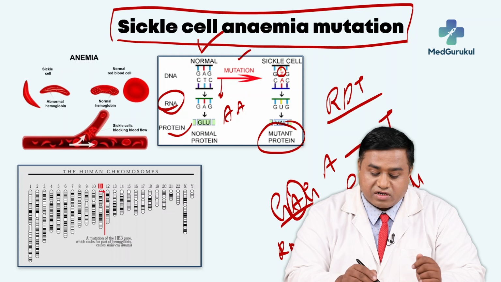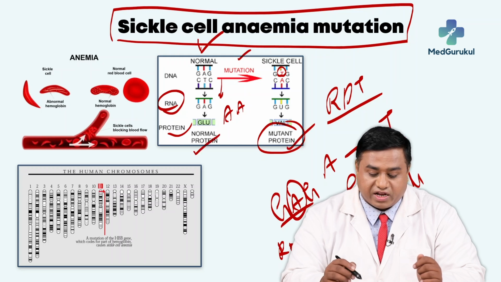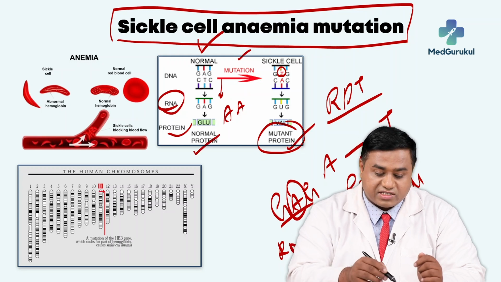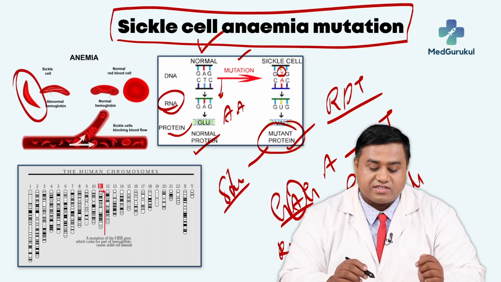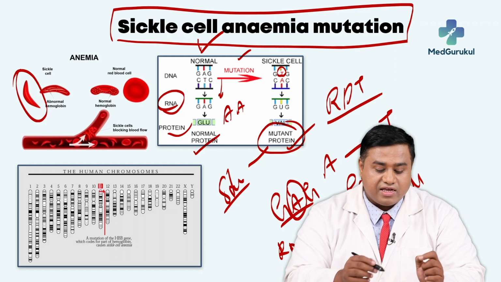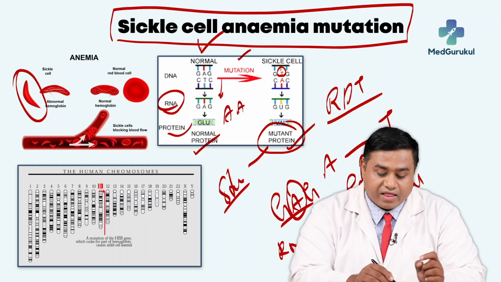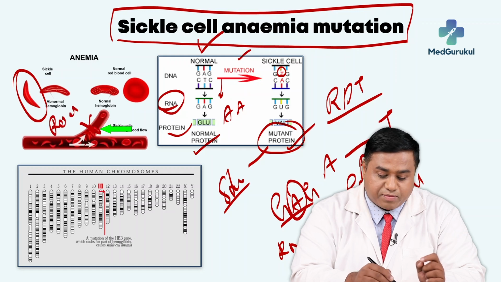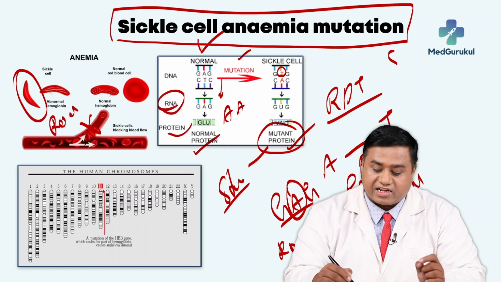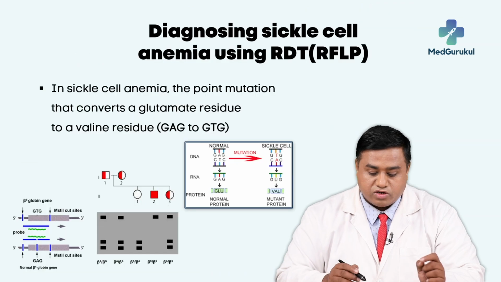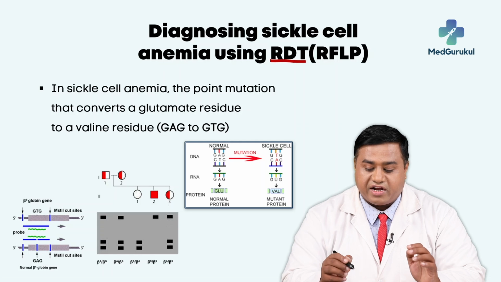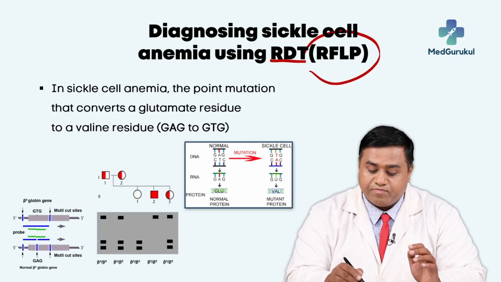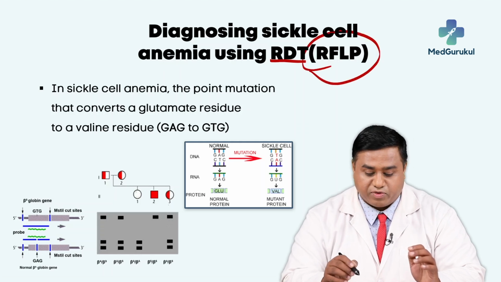The change in an amino acid will convert the normal protein into a mutant protein, and this mutant protein causes a sticky patch and ultimately leads to production of sickle shaped RBCs, and these sickle shaped RBCs will accumulate in the blood vessels causing rouleaux formation and block the blood supply, leading to sickle cell crisis. So this particular disease can be diagnosed using recombinant DNA technology, specifically restriction fragment length polymorphism.